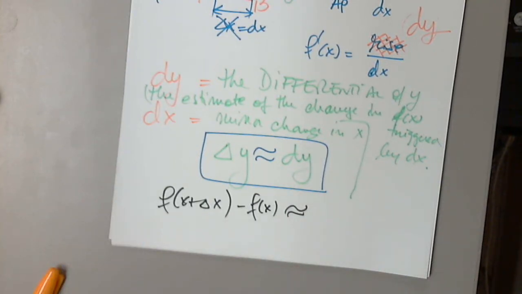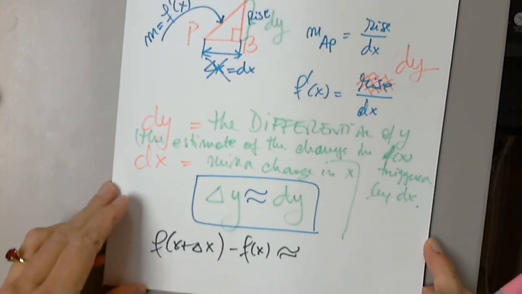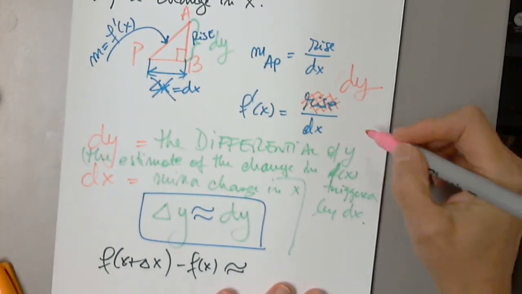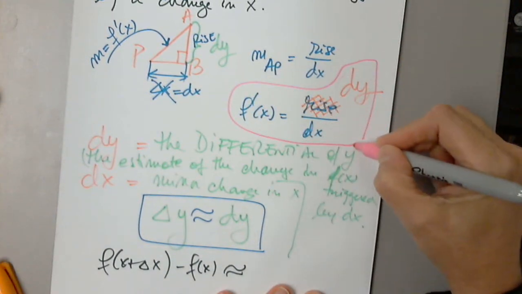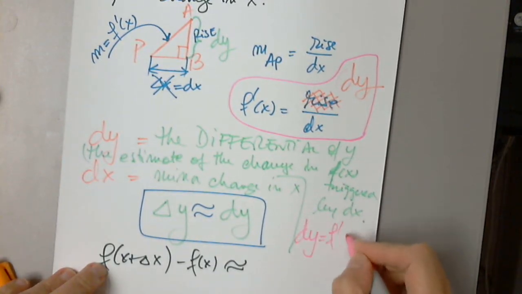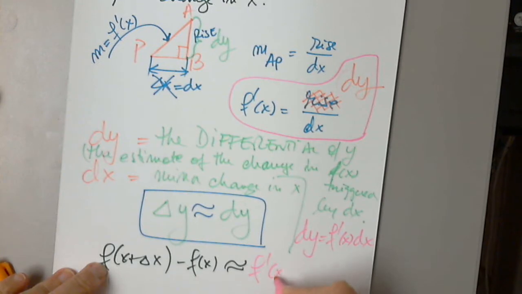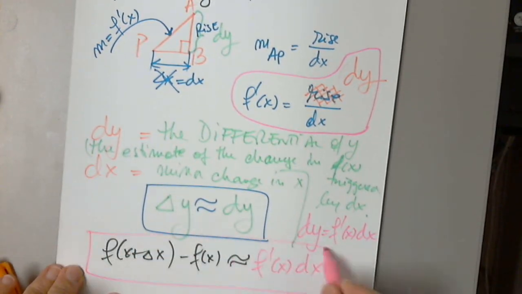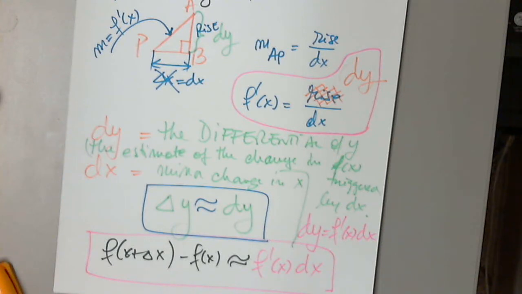Now, I want dy. How do I get dy? From this relationship. Can anyone solve that equation for dy for us? So dy equals f prime of x dx. Indeed. One more step, and then it will be done, and then we can work on word problems with this.